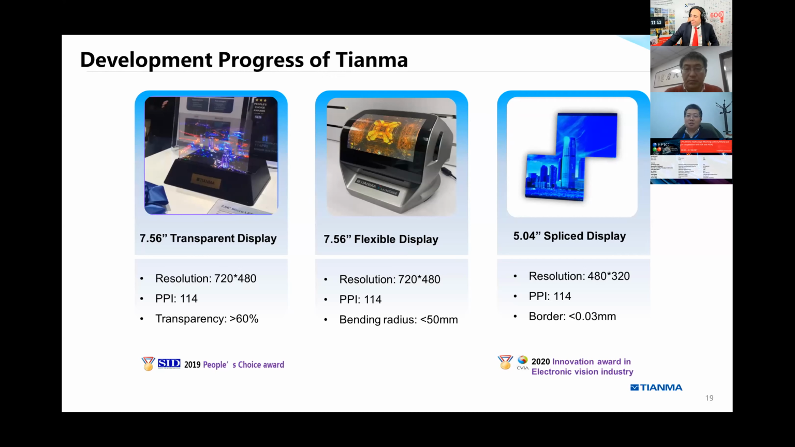On the right, also the latest one is the 5.04 inch spliced display. For the frame, the border is less than 0.03 millimeter, very, very thin. You could barely see it. And just like you could see on the right, we slice into an abnormal shape with 4 pieces, and we could also piece into a very long display, so that will be very appropriate for the onboard display in the car.